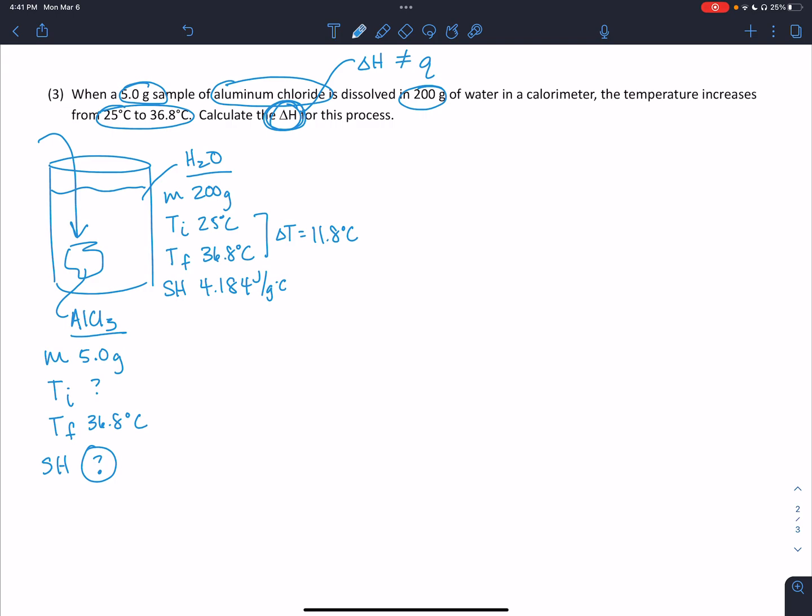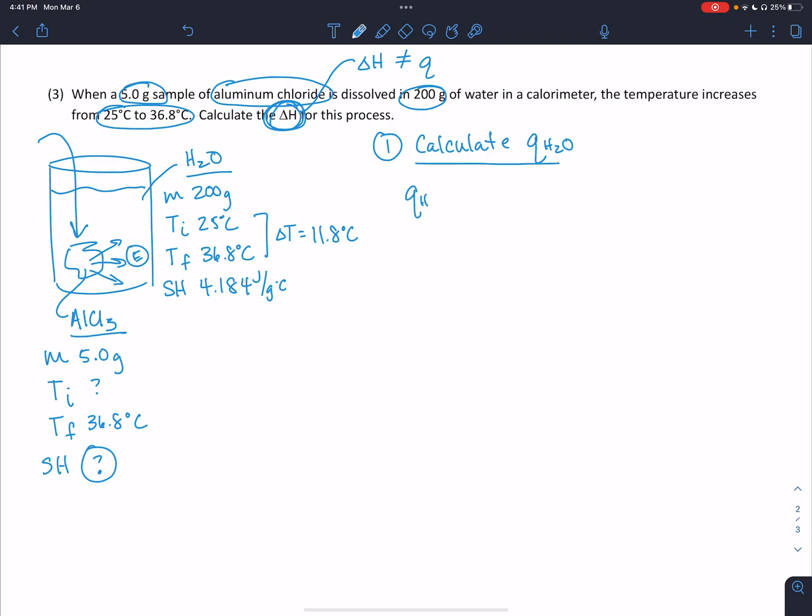One thing I do know already is that because the water's temperature increased, the energy is flowing out from the process into the water. So I know it's an exothermic process. All right, so our first step is to calculate the energy that the water is absorbing. So that's going to be my first step.